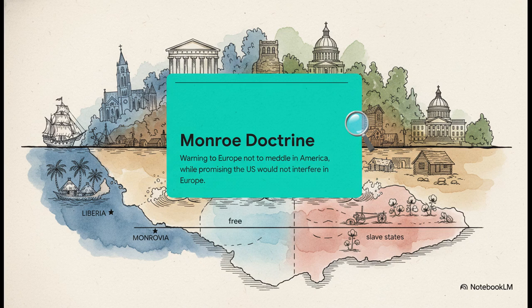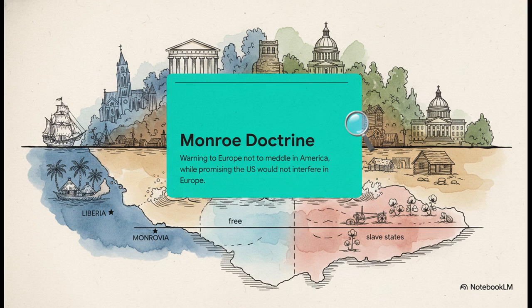Then we get to James Monroe, who was actually the very last founding father to serve as president. He established this absolutely crucial diplomatic boundary known as the Monroe Doctrine. It was essentially a firm line in the sand warning Europe not to meddle in American affairs, and it still heavily influences American geopolitics today.